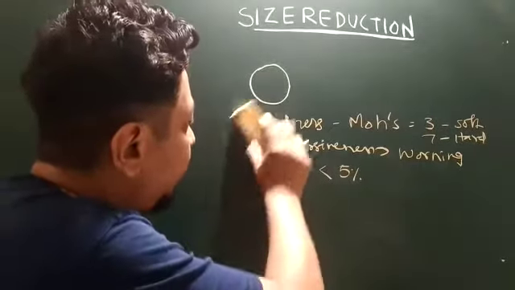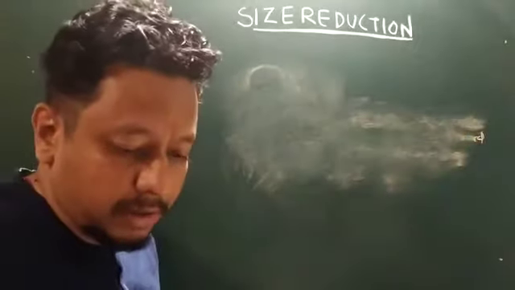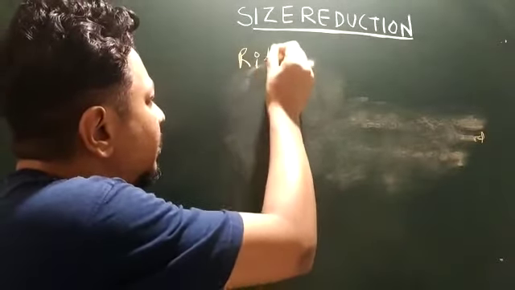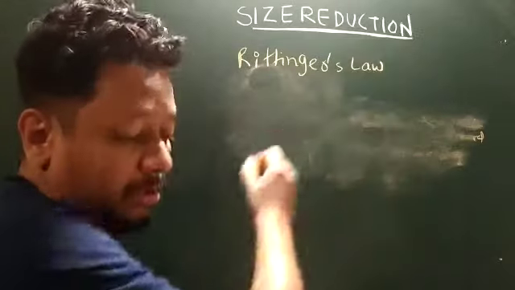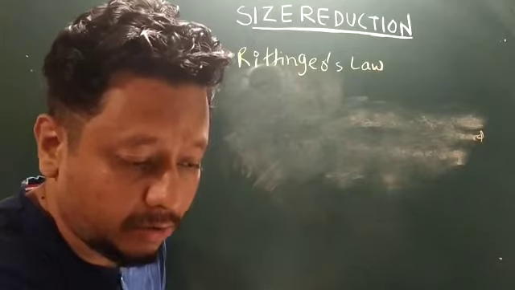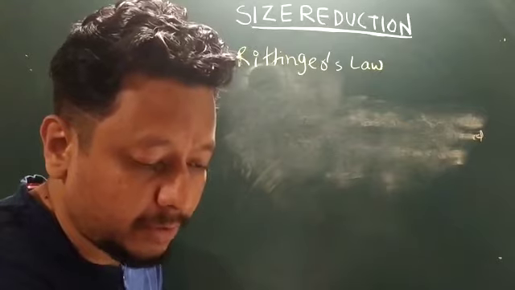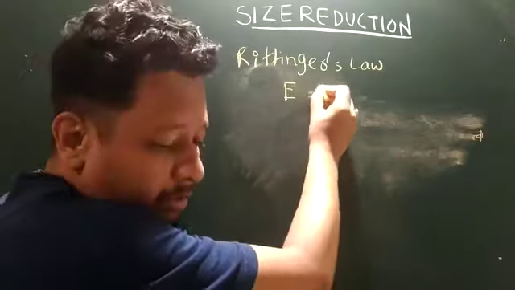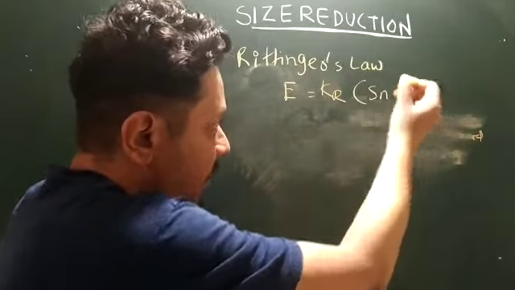Then the very important part of size reduction is the principles of size reduction. The first principle is Rittinger's law. What does this suggest? The energy for comminution, energy for size reduction, is directly proportional to the new surface area produced. That is, your energy is equal to a constant Kr times Sn minus Si.